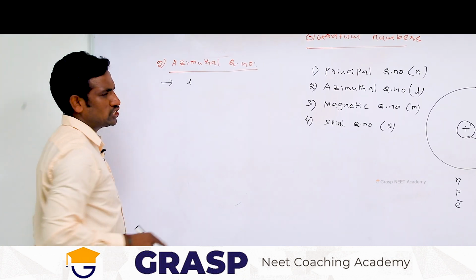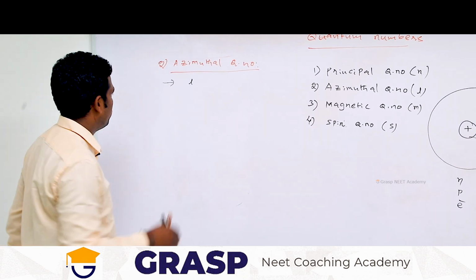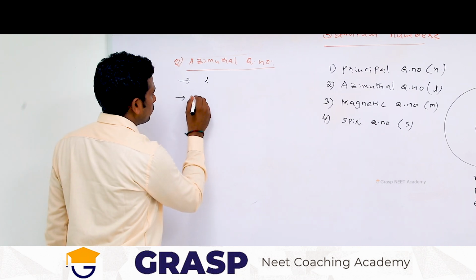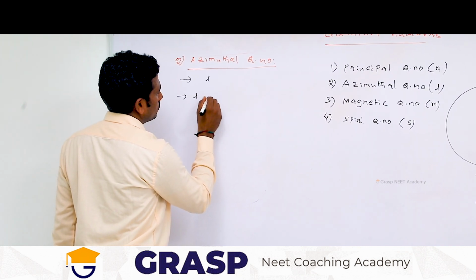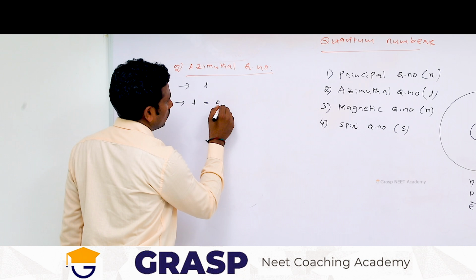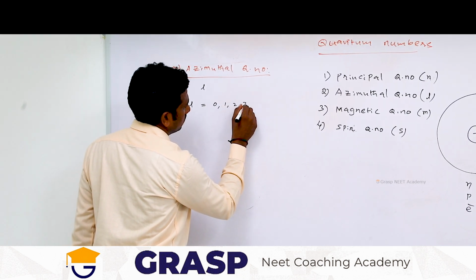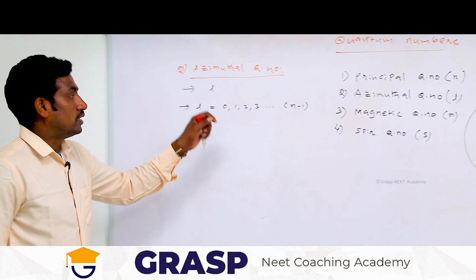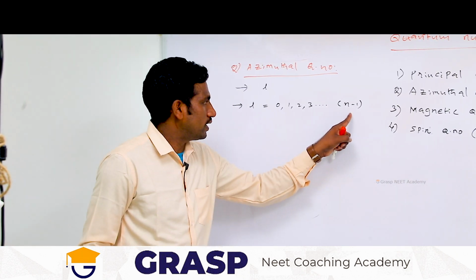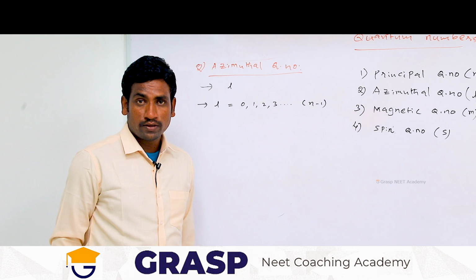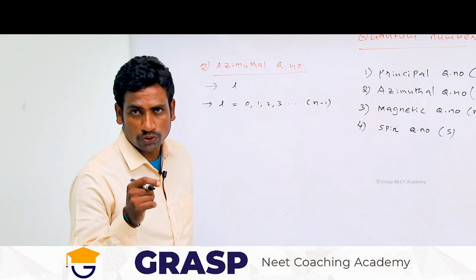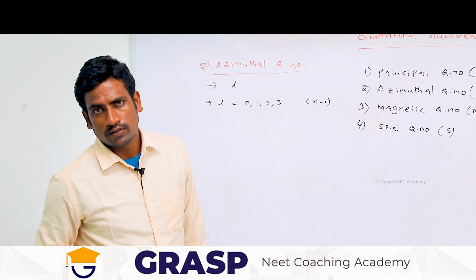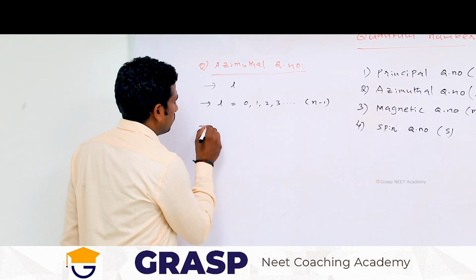So what is the relation between n and l? The l values you can start with 0, 1, 2, 3, and so on up to n minus 1. Up to how many can you write? n minus 1. n values start with 1, 2, 3, but l values start with 0, 1, 2, 3.